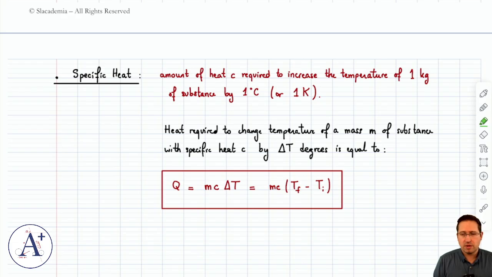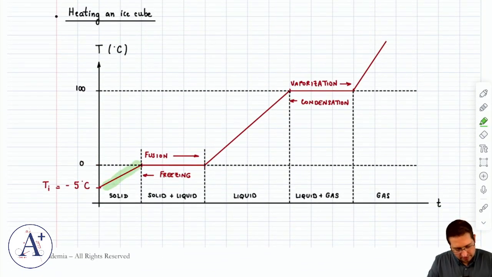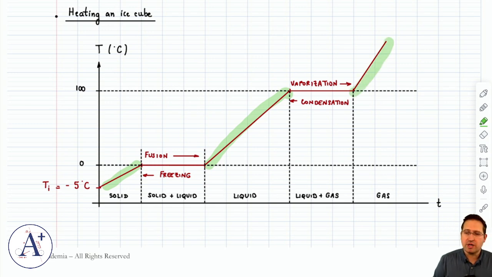But if T final is less than T initial, temperature went down, then this is negative and Q is going to be negative, which means that is the amount of heat that you must remove from the substance to drop the temperature by that amount. Okay? So this describes how much heat is needed to cause a certain change in temperature. In other words, it applies to these segments of this transformation during which there is a temperature change.